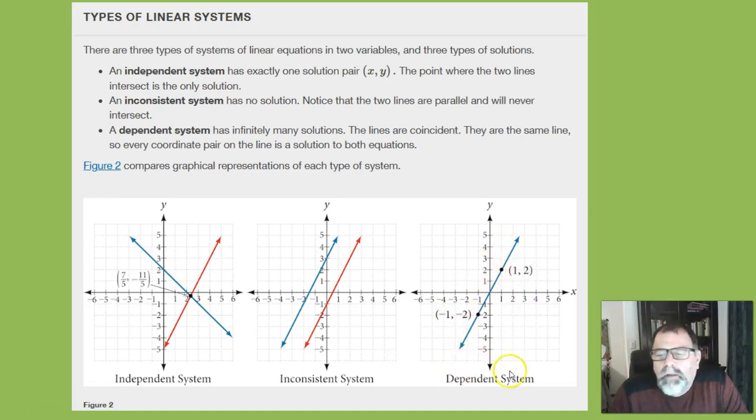Also, remember, if it has at least one solution, it's consistent. So the independent system here would be consistent, and this dependent system would be consistent, right? Because it has infinitely many solutions, which is definitely at least one. And then again, the parallel lines would be inconsistent.